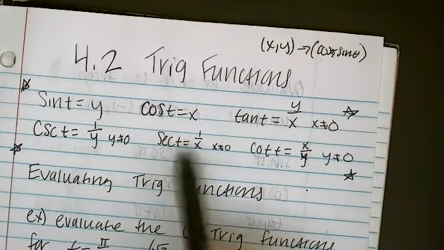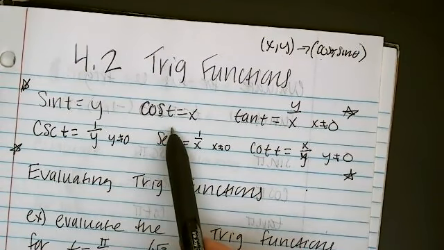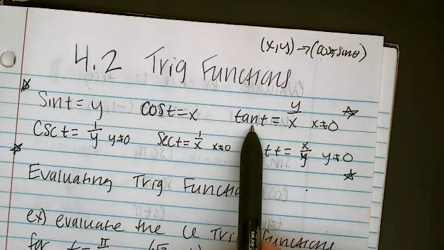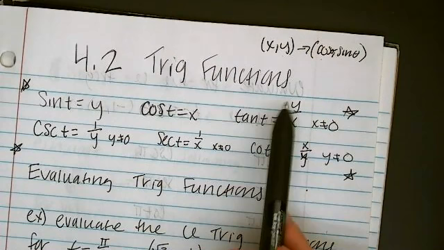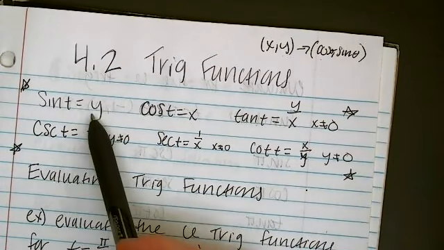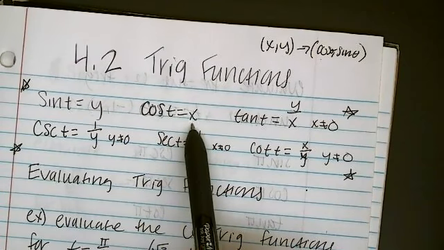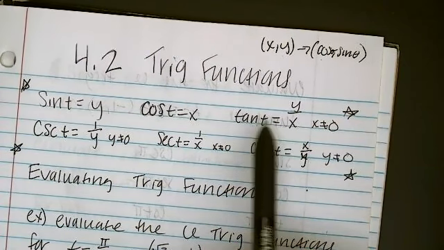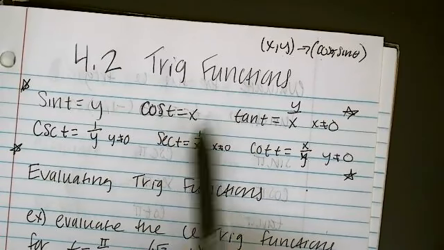How this follows for the rest of the trig functions is that when we're taking a tangent function, that would be sine over cosine, which, given that sine equals y and cosine equals x, is y over x. Down below are our inverse functions.